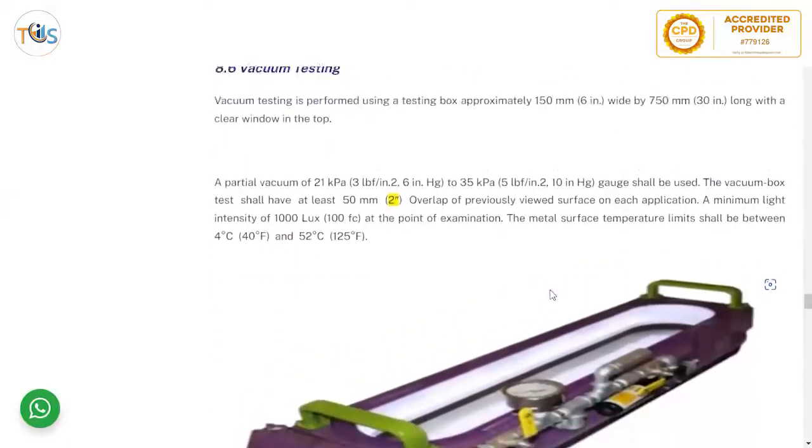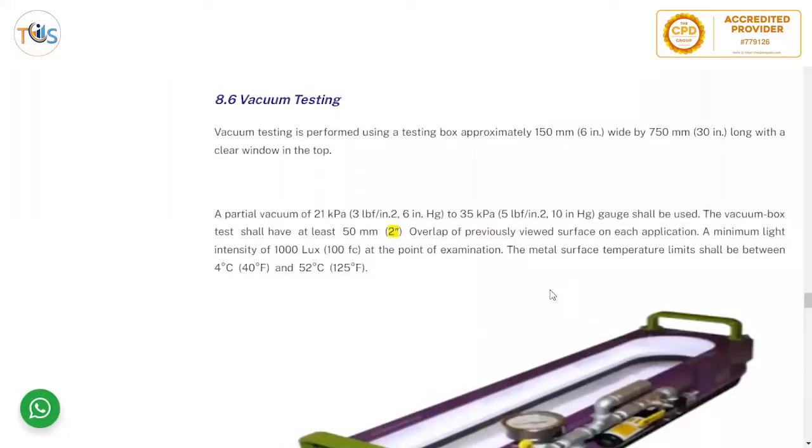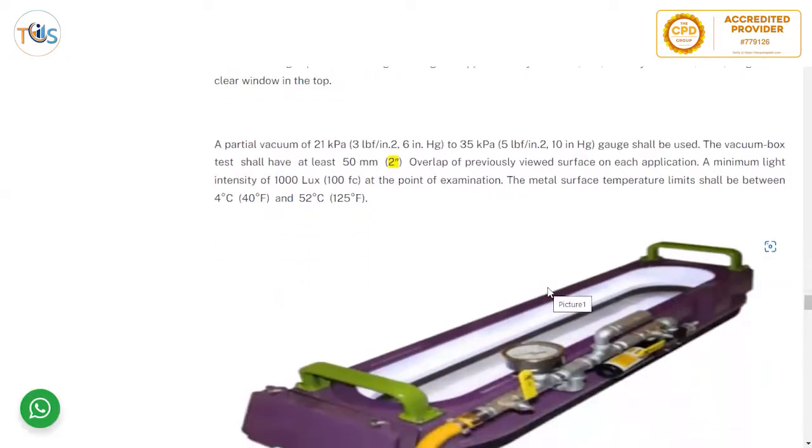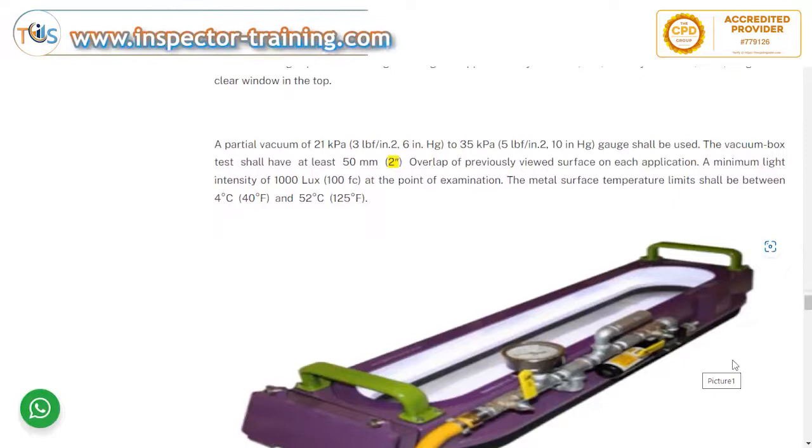Vacuum testing. Vacuum testing is performed using a testing box approximately 6-inch wide by 30-inch long with a clear window in the top. A partial vacuum of 25 kPa to 35 kPa gauge shall be used. The vacuum box test shall have at least 50 mm or 2-inch overlap of previous viewed surface on each application.